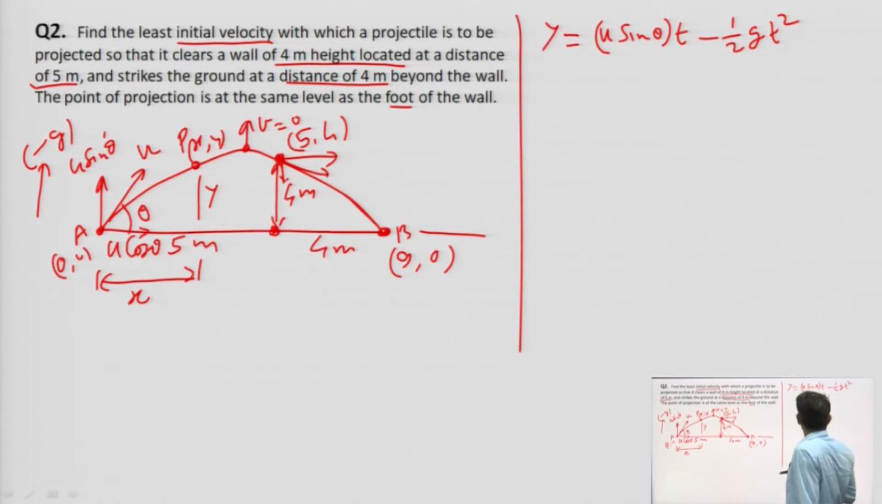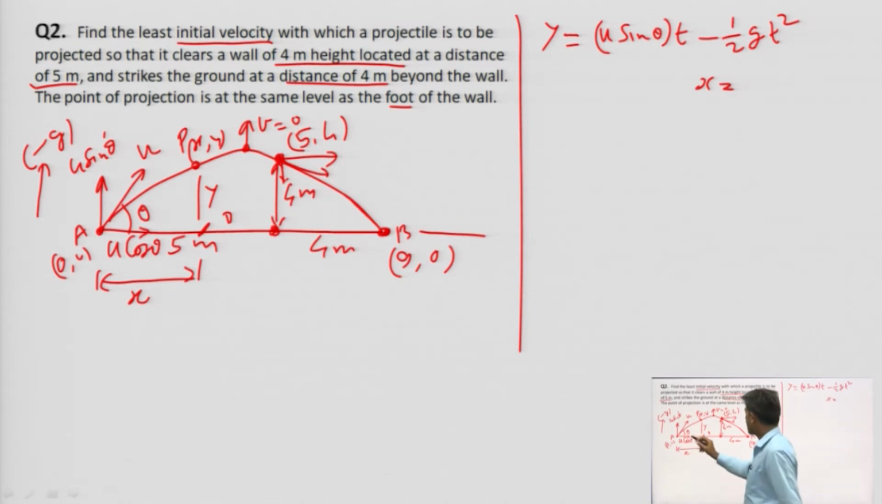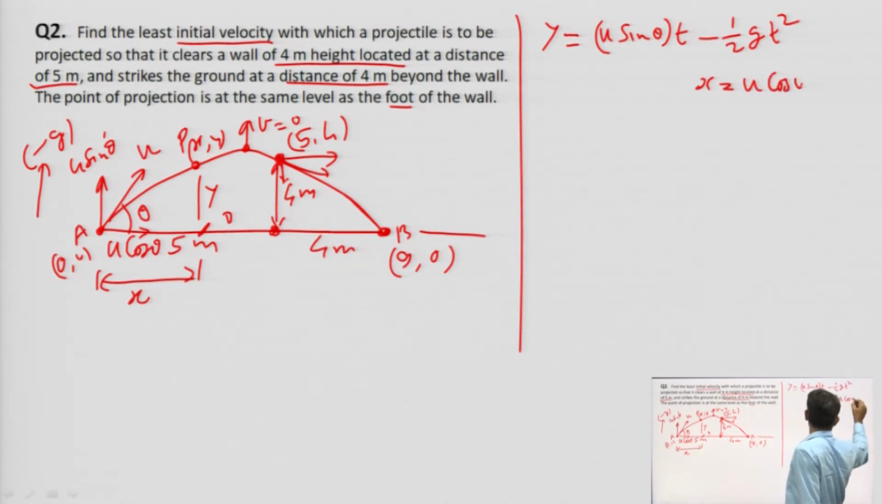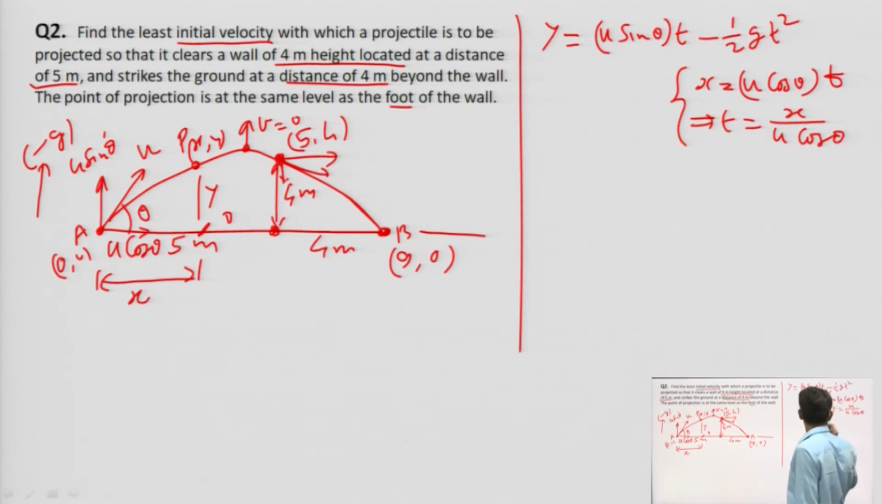Now, the time to reach from A to P can also be calculated from x, using the constant horizontal velocity: x is equal to u cos theta into t. Therefore, the value of t is x over u cos theta. By putting the value of t in this equation, we get the equation for this trajectory.